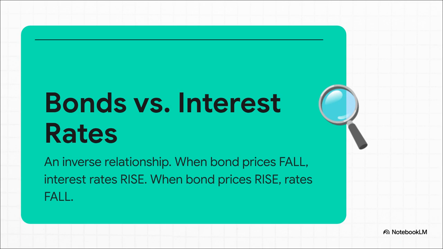First up, bond prices versus interest rates. This is a simple inverse relationship. Just think of a seesaw. When one side goes up, the other has to go down. So when the price of debt, like the 30-year Treasury bond, goes down, it means interest rates are going up. And on the flip side, when bond prices rally and go up, interest rates fall. It's just a fundamental market mechanic.